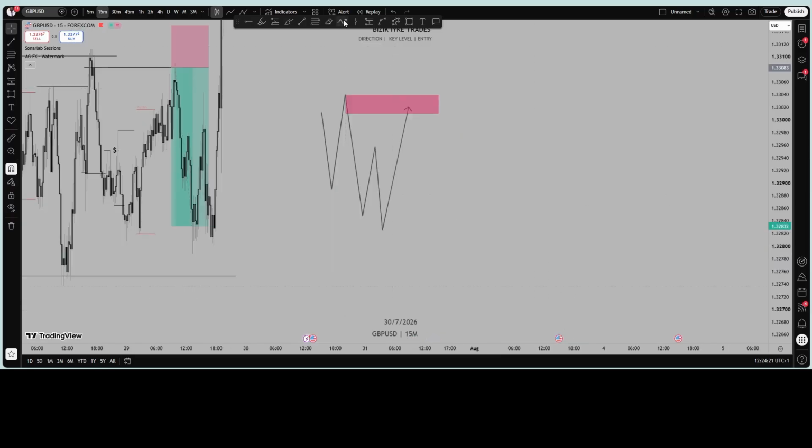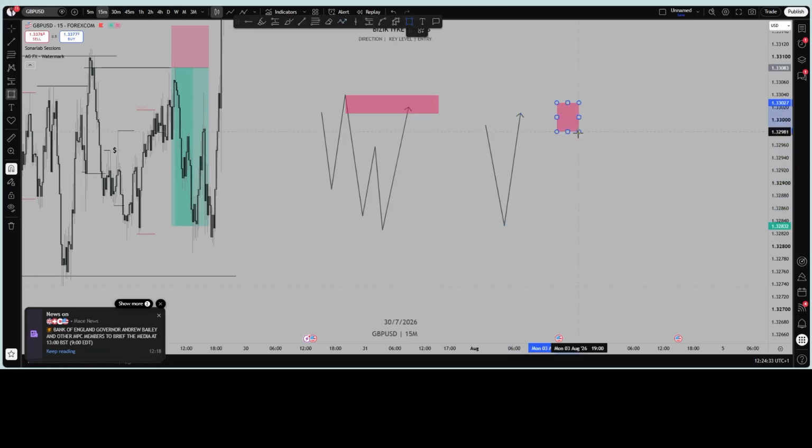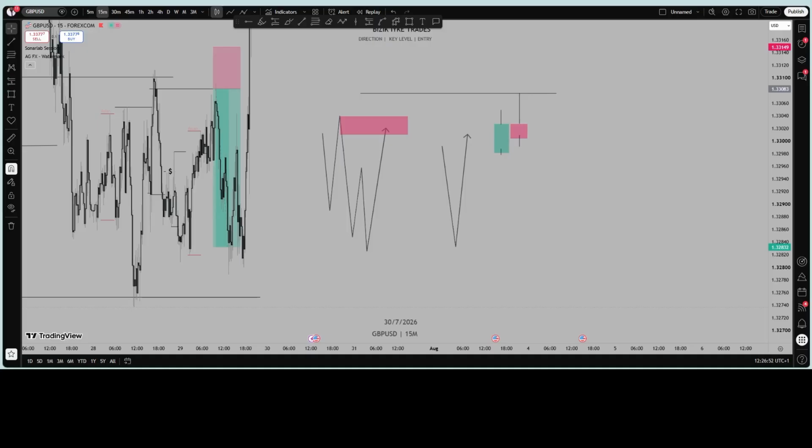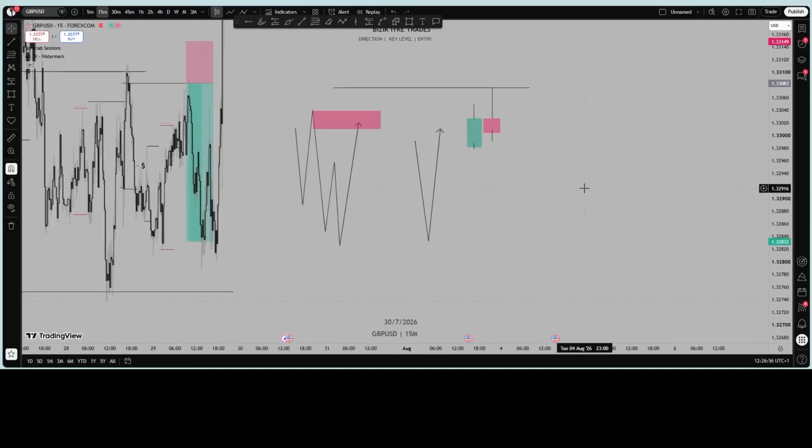This is another form of entry confirmation. Price will push into your point of interest, tap into your point of interest, right? You need to see something like this, a CRT. These are some of the entries you can get, waiting for price to approach, giving you a CRT, because this is liquidity.